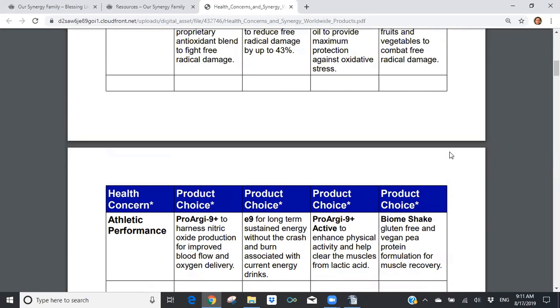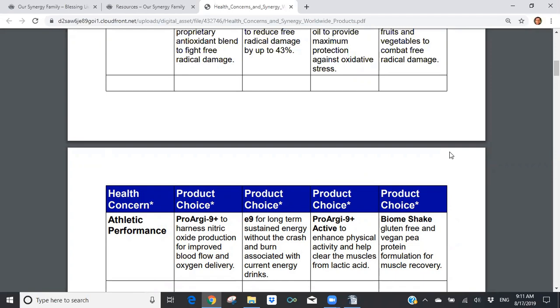And in Synergy Worldwide, I know that we have Pro-Arginine Plus Active. I'm not a big proponent of that product. I feel it's a confusing product with regards to our product called Pro-Arginine Plus. I know there's people that use Pro-Arginine Plus Active, but I firmly believe that if a person uses Pro-Arginine Plus, they will get better performance out of Pro-Arginine Plus.